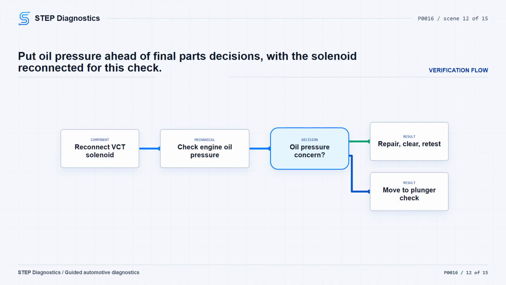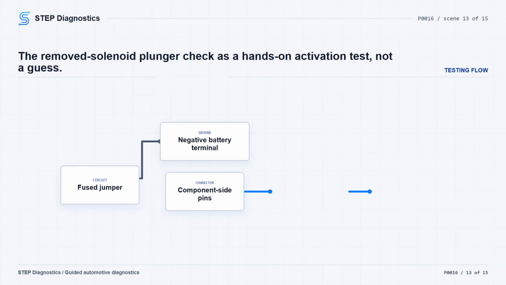If an oil pressure concern is found, repair it as necessary, clear the PCM codes, and repeat the self-test. If no oil pressure concern is found, continue to the solenoid plunger check. For the final component check, work with the suspect VCT solenoid indicated by P0016. Turn the ignition off, disconnect that solenoid, and remove it.